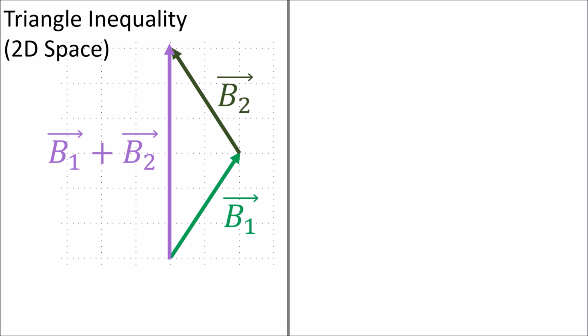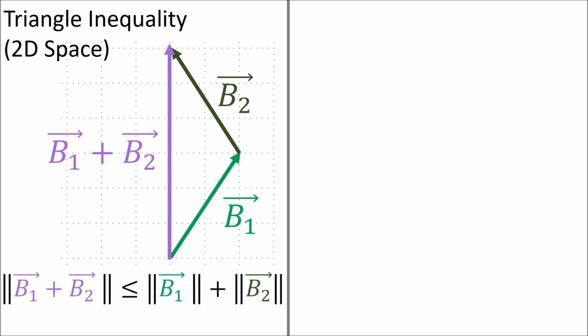So in physical space, the triangle inequality tells us that when we have two vectors, b1 and b2, and add them together to give a third vector, a equals b1 plus b2, then the sums of the lengths of b1 and b2 will always be equal to or greater than the length of a equals b1 plus b2.